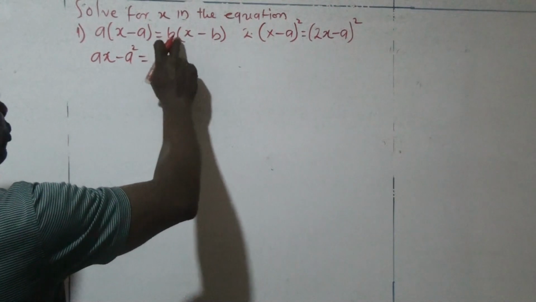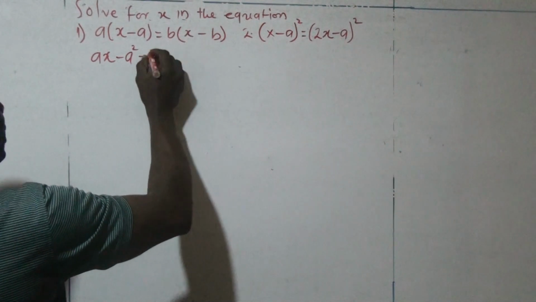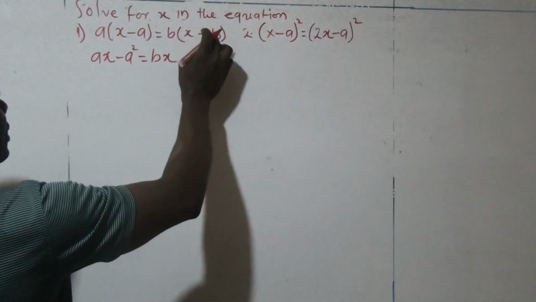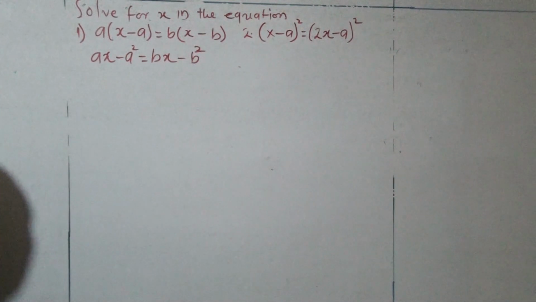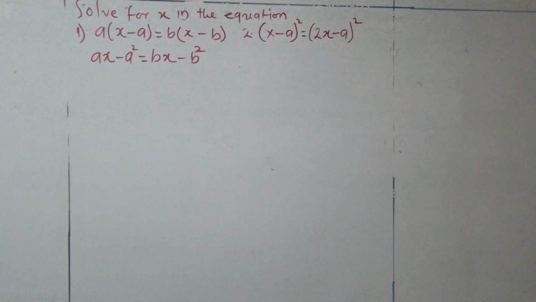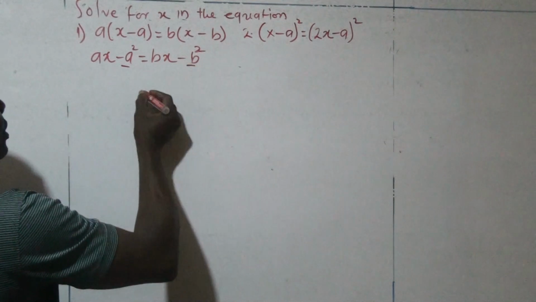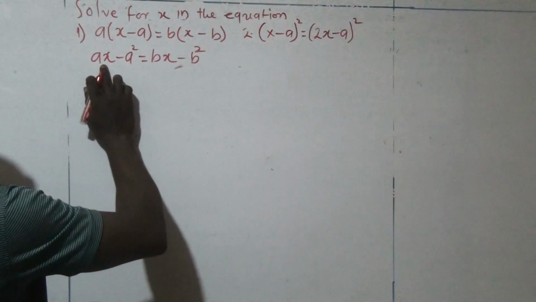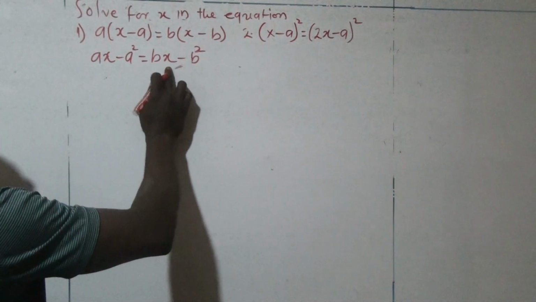So b will distribute within this expression, x minus b. So b times x gives bx. Then b times minus b will give minus b raised to the power of 2. In this case, we will collect like terms. These are constants. Because the unknown here is x, on this side we have ax, on the right hand side we have bx.